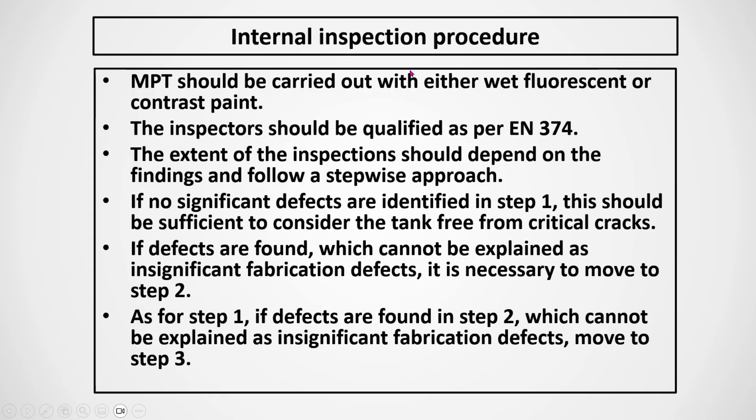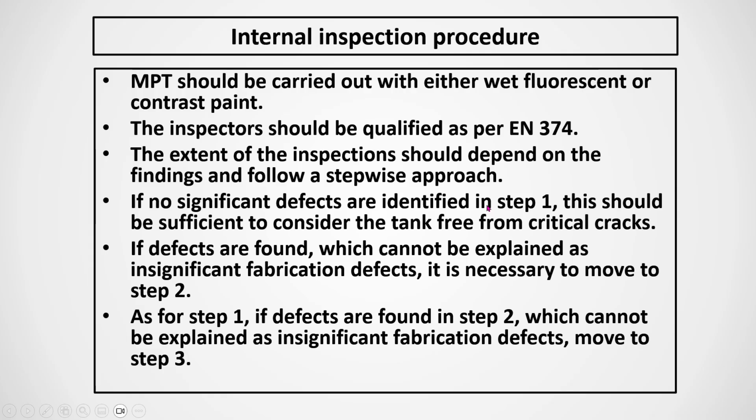Internal inspection procedure: what are the procedures you apply for internal inspection? The MPT, magnetic particle test, you have to do either with wet fluorescent or contrast paint. Wet fluorescent can be visible with light, or contrast paint, then it is easily visible. Inspector should be qualified as per EN 374. He should be qualified. Extent of inspection should depend on the findings and follow the stepwise approach.